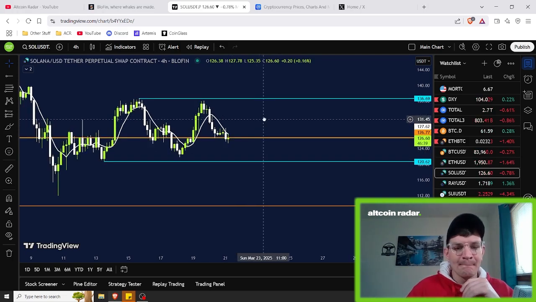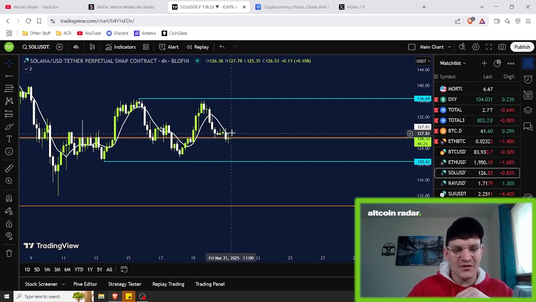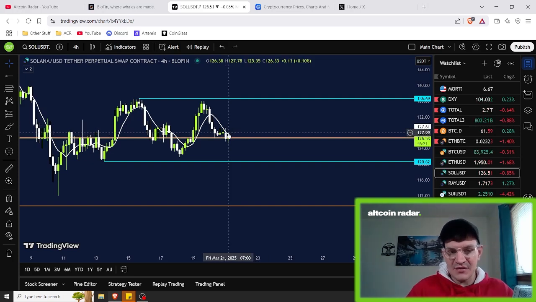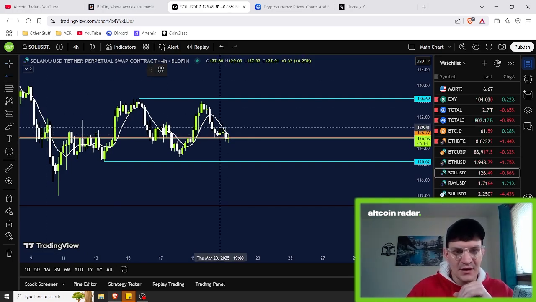Now, if price action goes up above this level here, the next thing I'm looking for is price action to have enough momentum to cross above this moving average right here. If it does indeed cross above this moving average, my confirmation to get into this potential trade is going to be right here, this little area right in here.